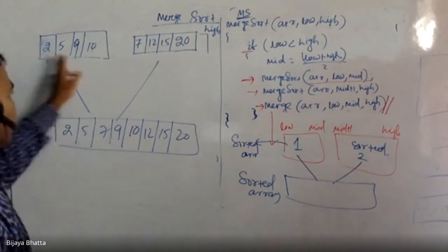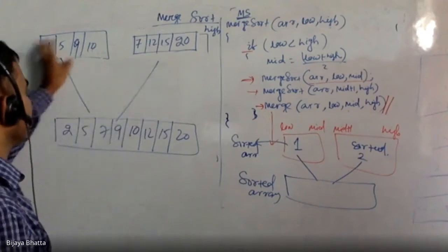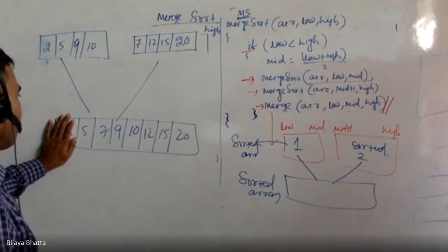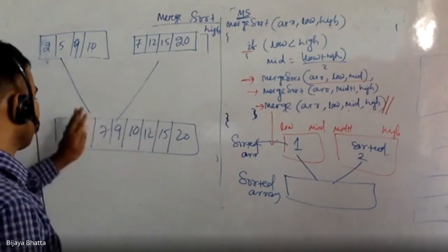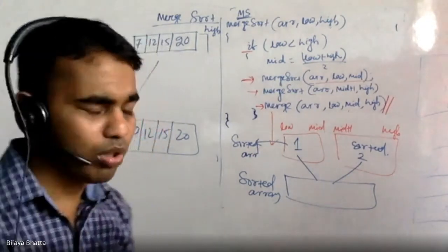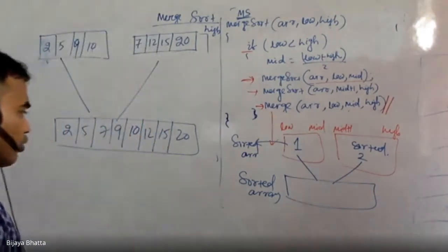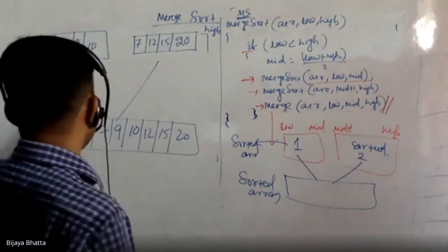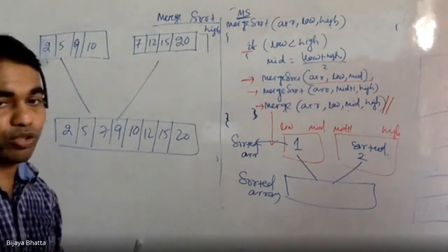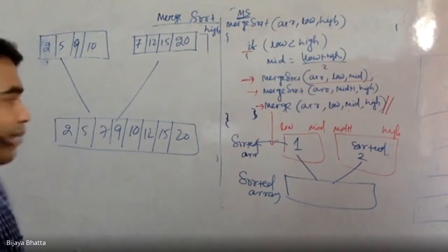So 2 will be compared to every element, or else you traverse every element once and find out which is the smallest element and put it. Traverse once again, put it. That means you need two for loops, and that time complexity is going to be order of n square. If this is n and this is n, it is n square, or if it is m into n, then it is going to be mn. That's what the time complexity is going to be.